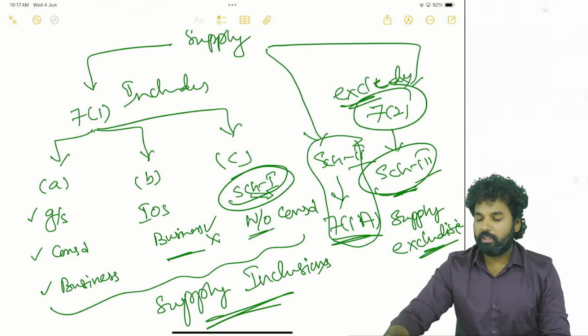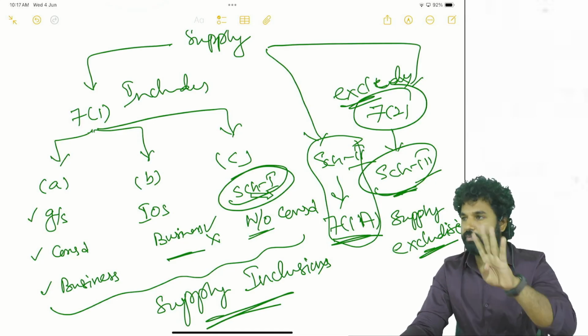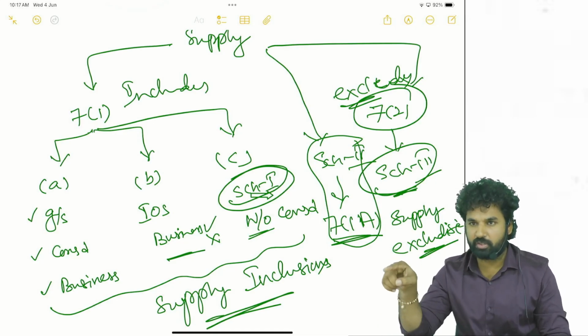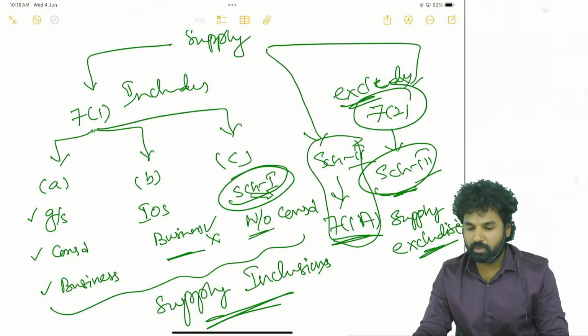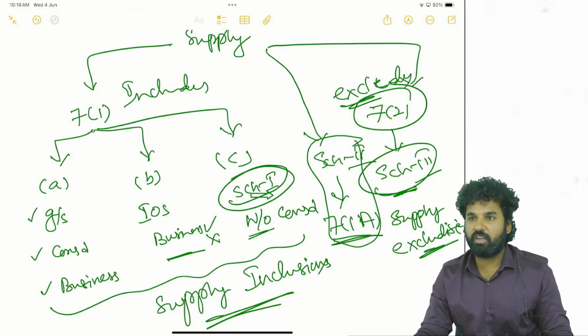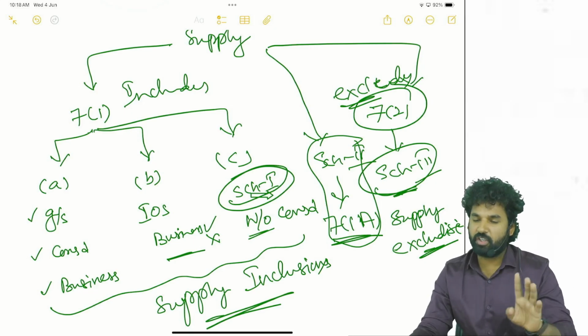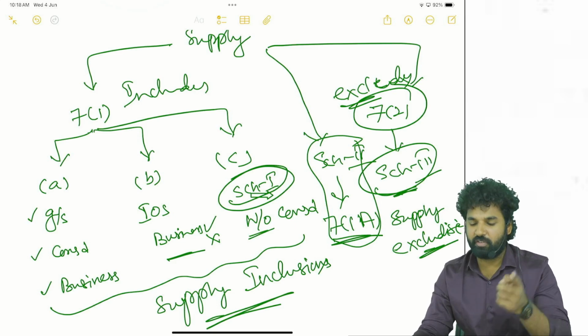So we have mainly 3 subsections, actually 4 subsections. 7 subsection 3 is also there, but the main important subsections are only 3. Section 7 subsection 1, 7 subsection 1A, 7 subsection 2. You are getting the structure, right? 7 subsection 1, 7 subsection 1A, 7 subsection 2.